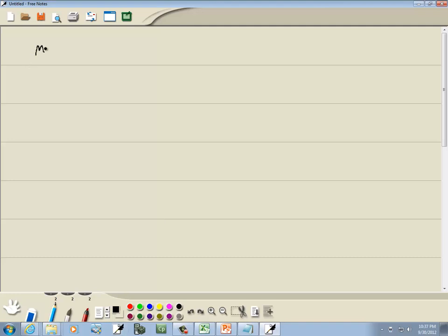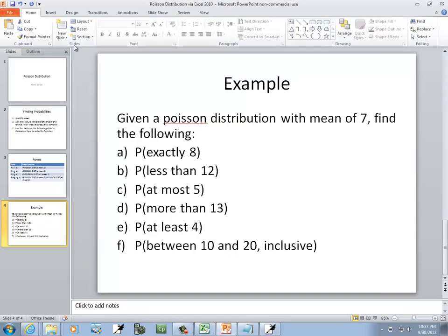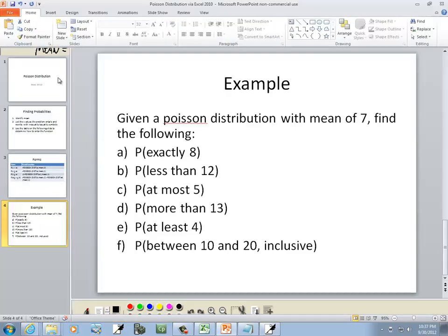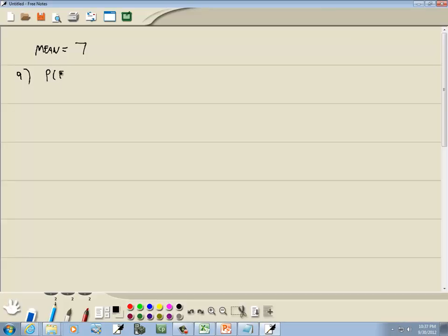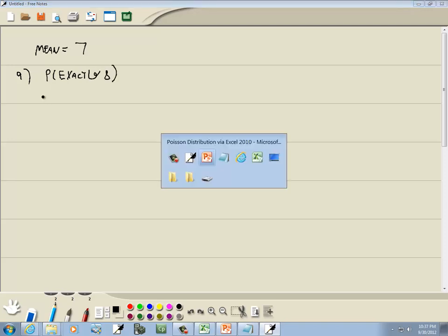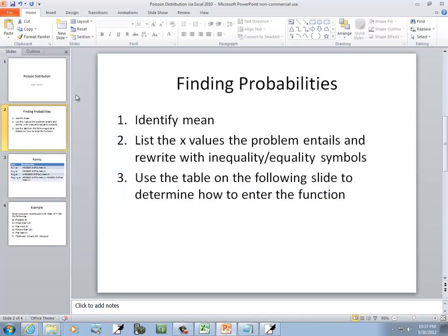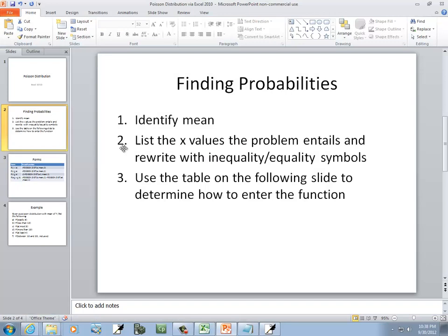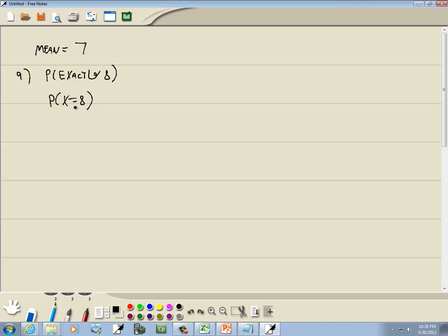So they tell us the mean is equal to 7. And we want to find the following. Probability of exactly 8. Well, our steps. It says identify the mean, which we did. We don't have to do that on each step. It's always going to be 7 for these examples. List the x value the problem entails. Well, exactly 8, that means x equals 8. And rewrite with the equality or inequality symbol. This is already an equality symbol, so we're fine.